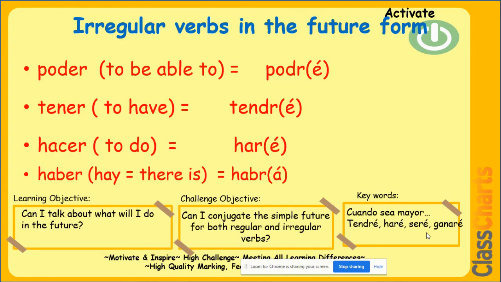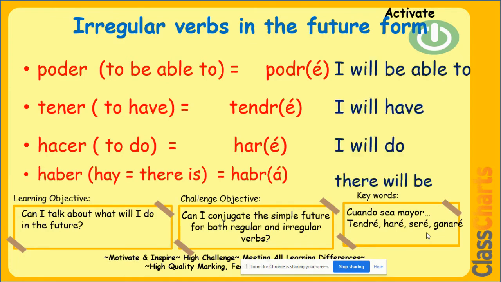Oh, actually, I put these ones in here, sorry, and I forgot to show you. Okay, so poder is to be able to. Podr. So podré is I will be able to. Tendré is I will have. Haré is I will do. And habrá is there will be. Okay? We've just gone over those, so we're going to move on.